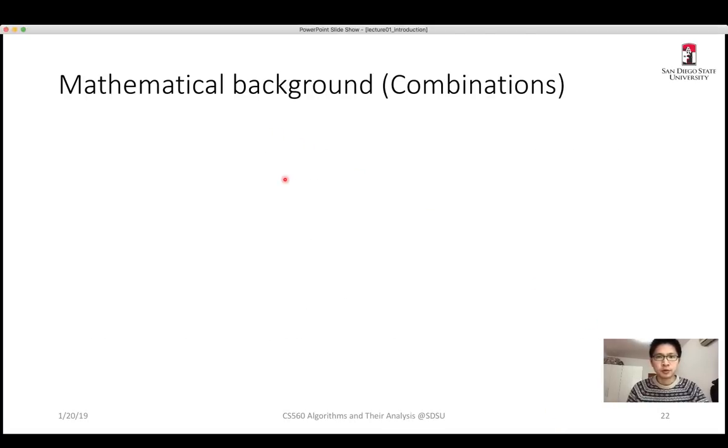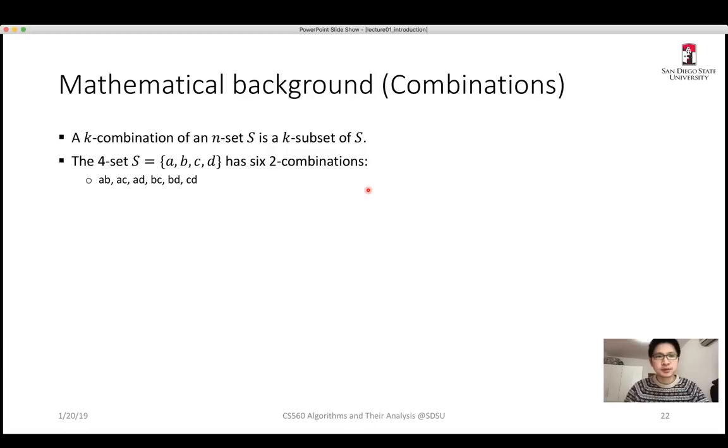Next, let's meet another important concept, combinations. A k-combination of a set of n elements. Here, an n-set means a set of n elements. Then the k-combination is a k-subset of S. That means a k-combination is a subset of S that has k distinct elements. From this example, if S has 4 elements, A, B, C, and D, then there are in total 6 2-combinations. So that is AB, AC, AD, BC, BD, and CD. All those 6 2-combinations have distinct elements from the original set S.